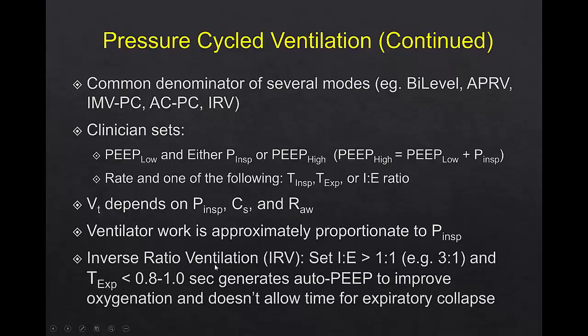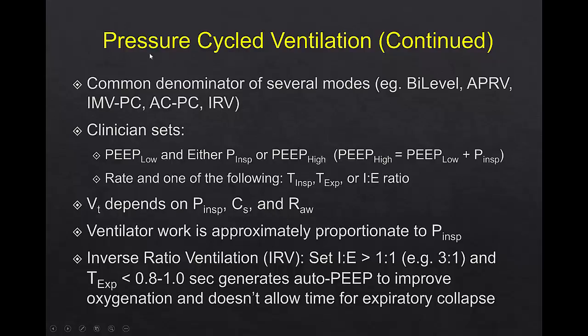So inverse ratio ventilation is when we set the I to E ratio in an inverse, where we have more time in inspiration than in expiration. Typically, we keep expiratory time under 1 second, and we use this to generate auto-PEEP and to raise mean airway pressure to help oxygenation and prevent expiratory collapse of alveoli. So that's how we define inverse ratio ventilation.